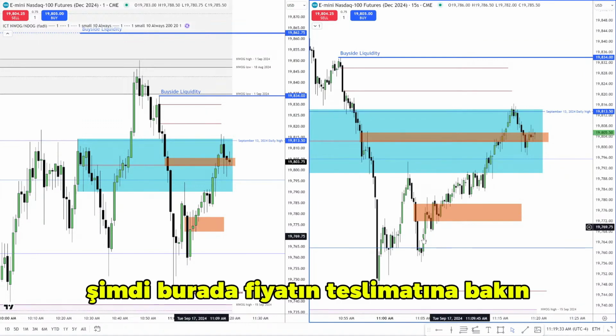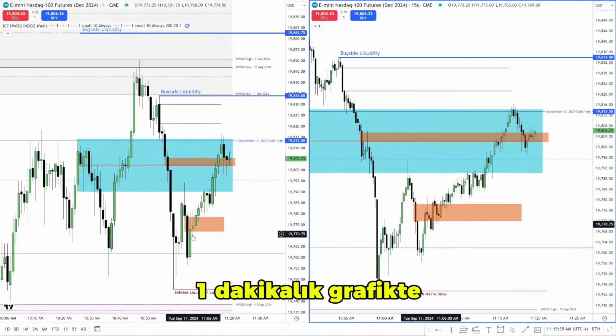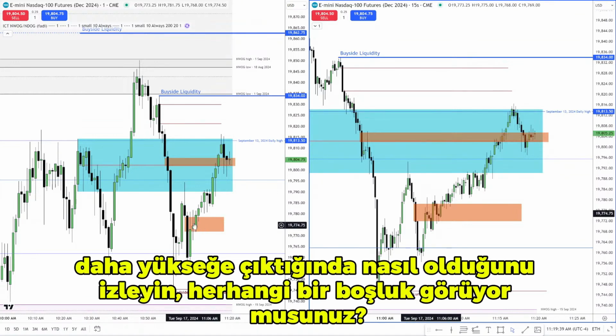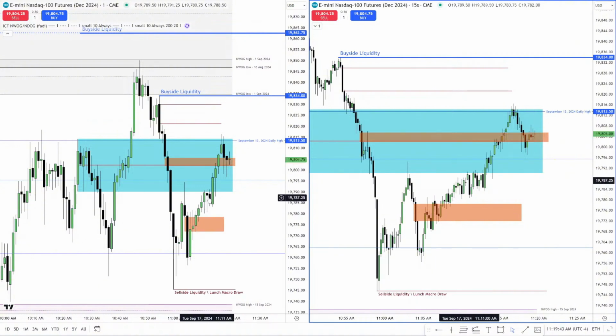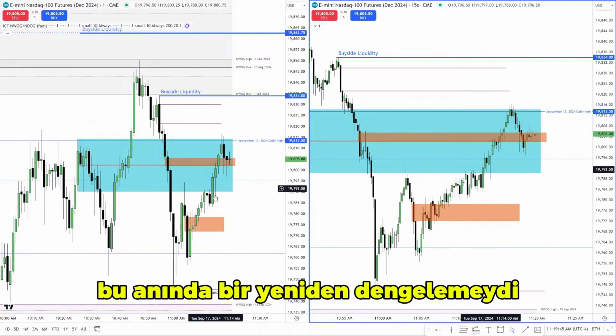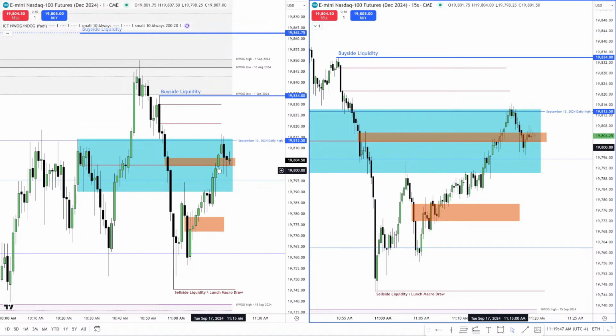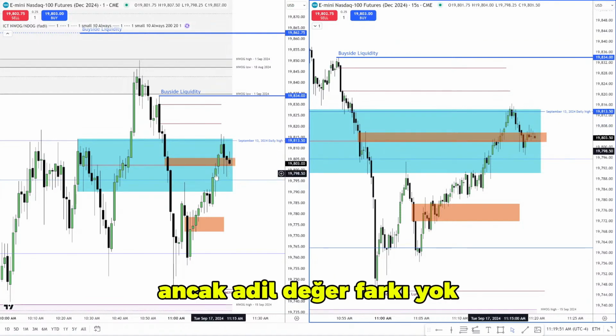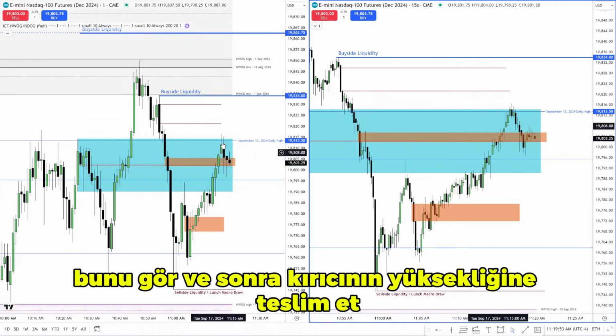Now look at the delivery of price here on the 1 minute chart. Watch how when it goes higher, do you see any gaps? This was immediate rebalance. Rally, rally, rally, rally. Small little volume imbalance there, but no fair value gap. See that? And then delivered to the high of the breaker.